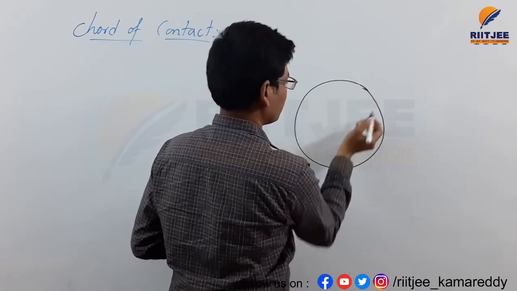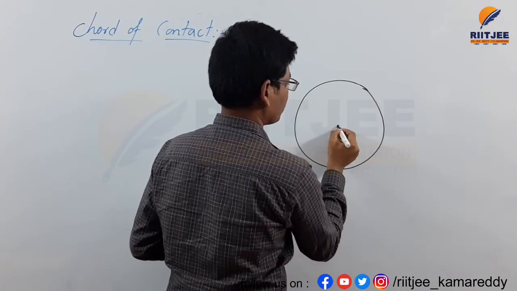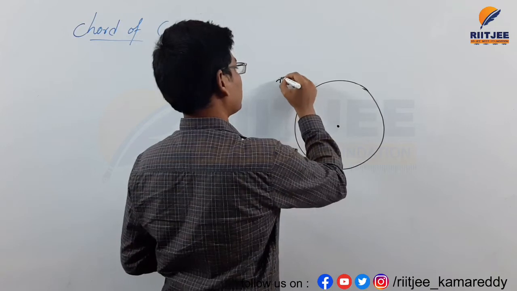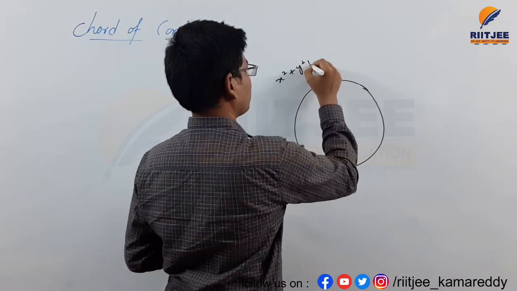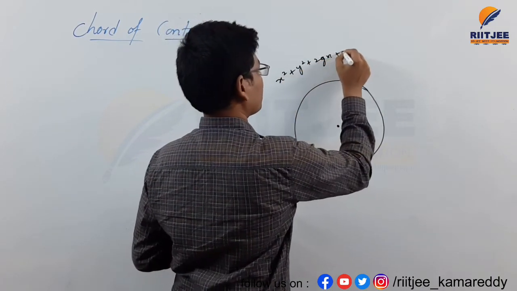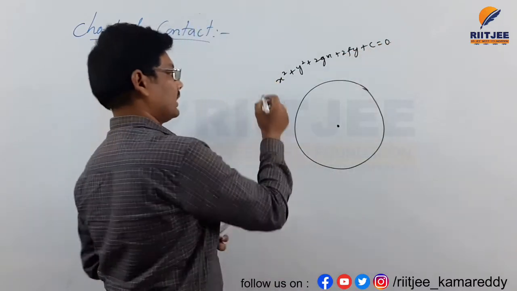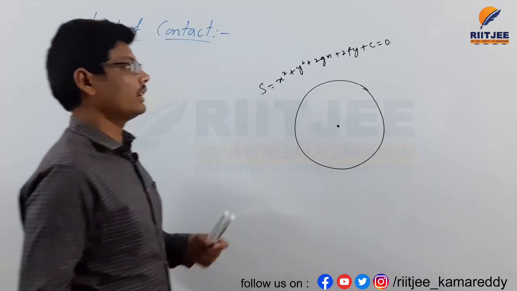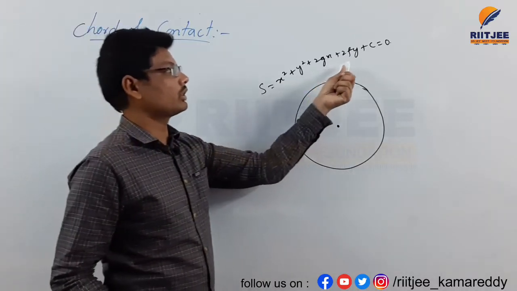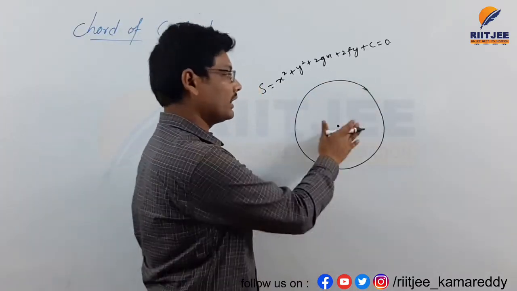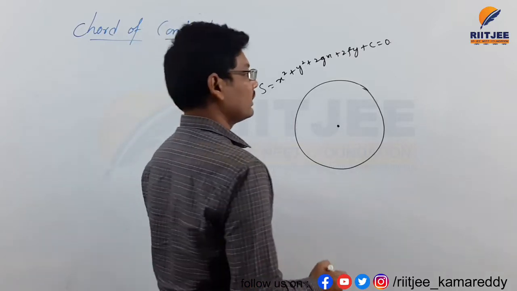This is a circle, S equals 0, where x square plus y square plus 2gx plus 2fy plus c is equal to 0. This is the circle equation. S equals 0 here, S is equal to x square plus y square plus 2gx plus 2fy plus c equals 0, and this is a circle here.